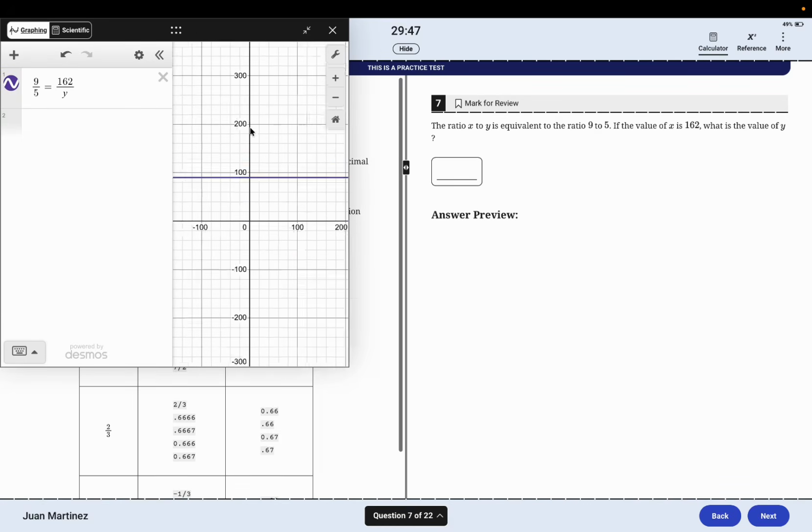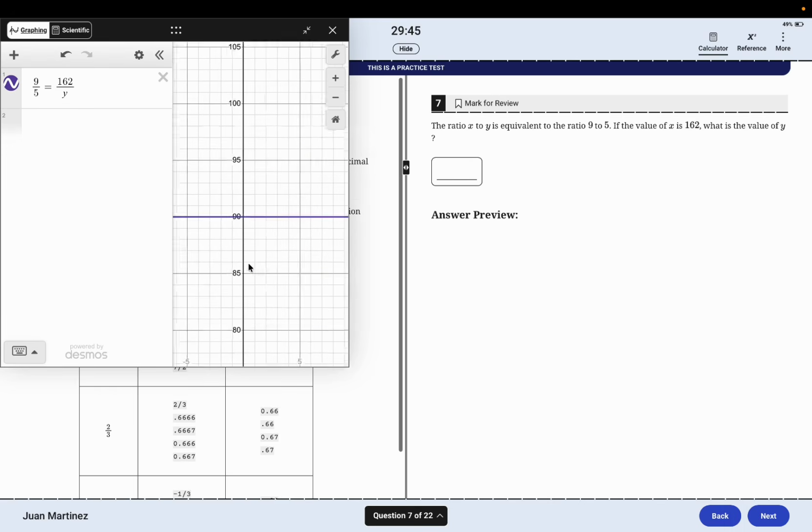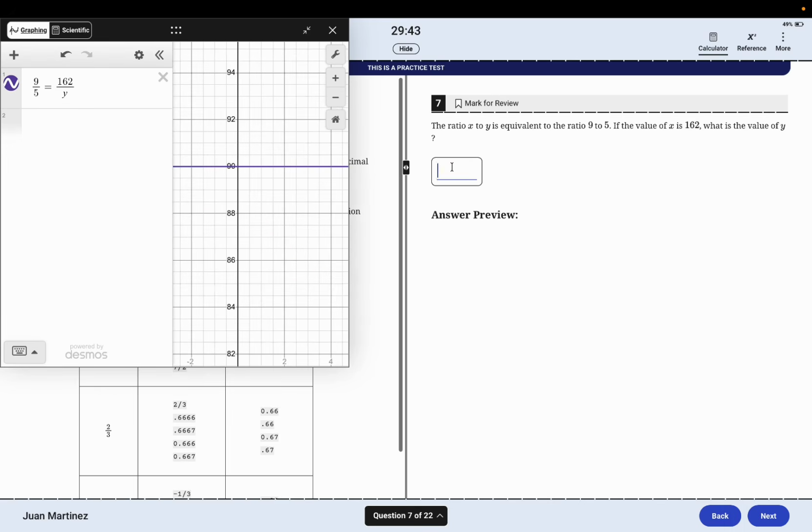So we can solve it like this, and we get that our y is 90. And what this will do is, if we do 162 over 90, it will get us 9 over 5. So we're essentially trying to find the y value that gets us the same ratio, which is 90. You can also do this via regression, which, if you followed the James Liu video, you should know how to do, but it also gets you the same answer, which is 90.